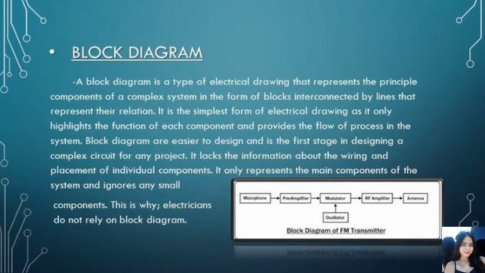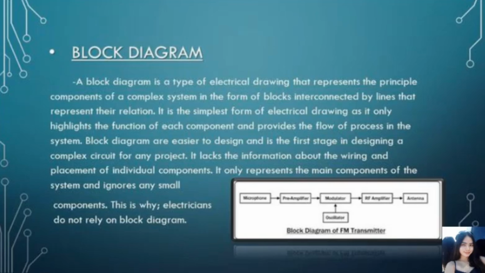Next is block diagram. A block diagram is a type of electrical drawing that represents the principal components of a complex system in the form of blocks interconnected by lines that represent their relation. It is the simplest form of electrical drawing as it only highlights the function of each component and provides the flow of process in the system.